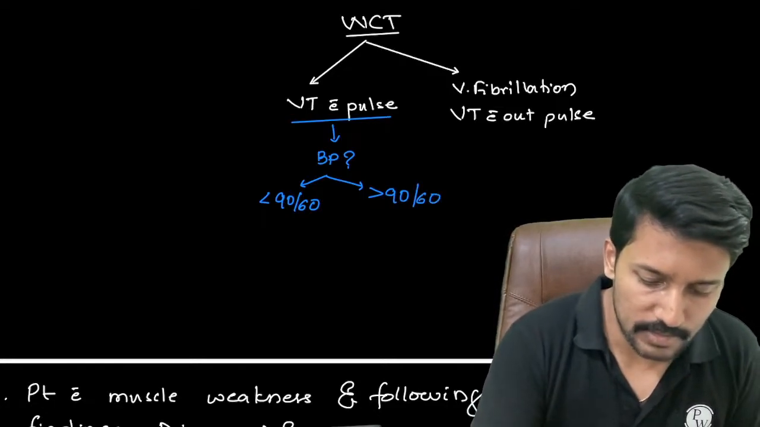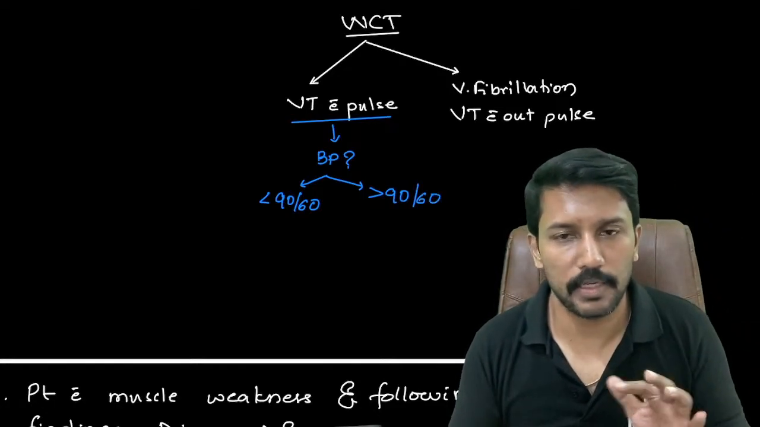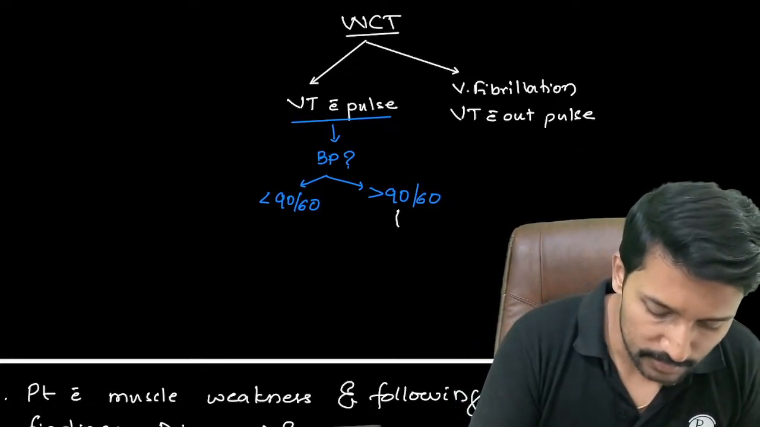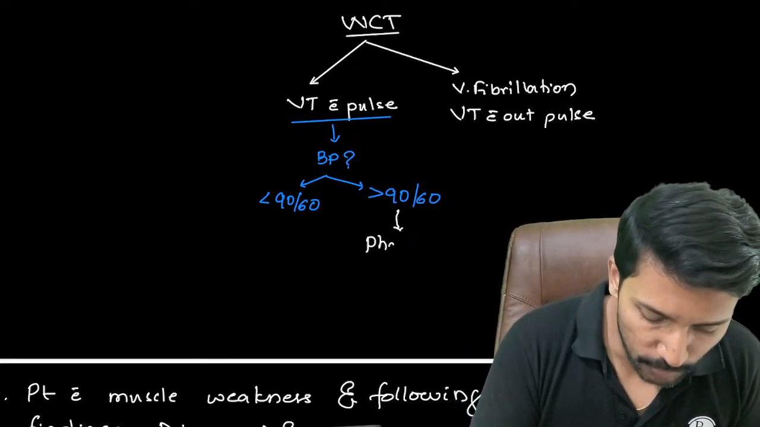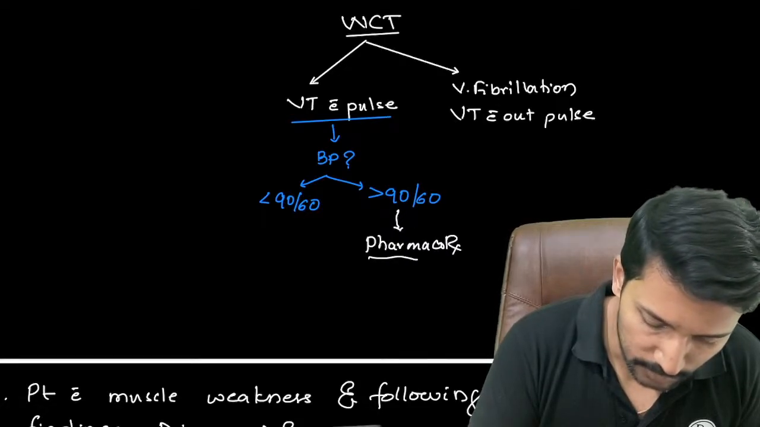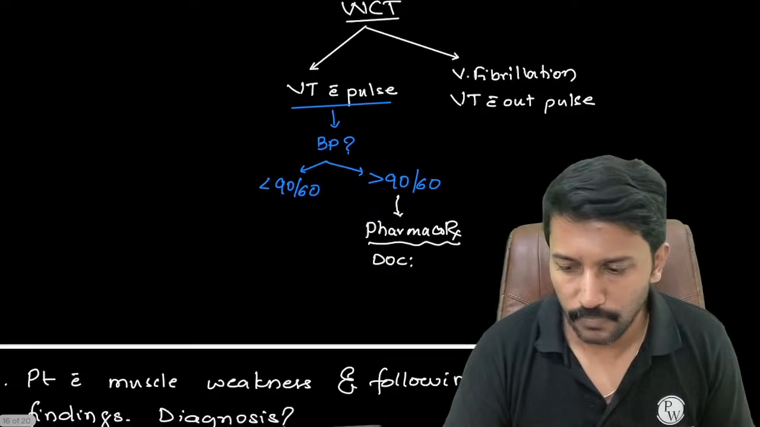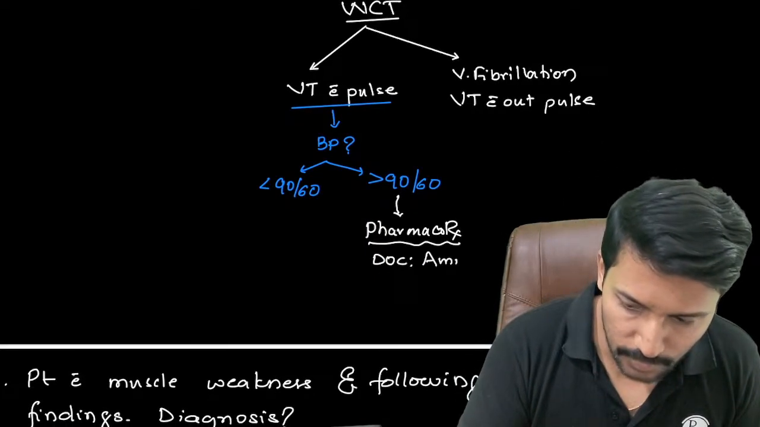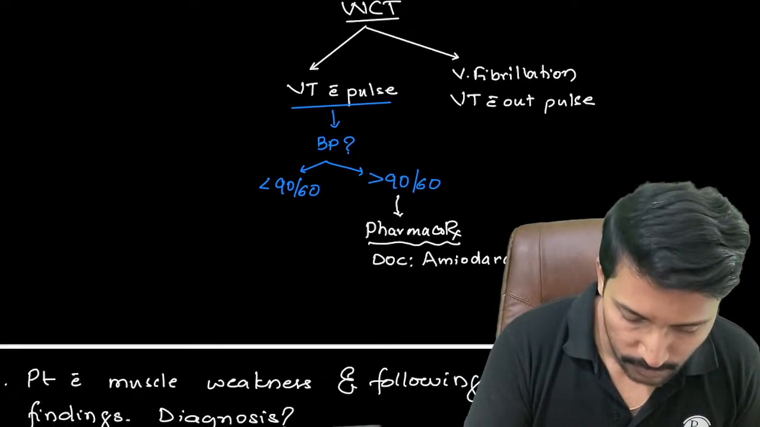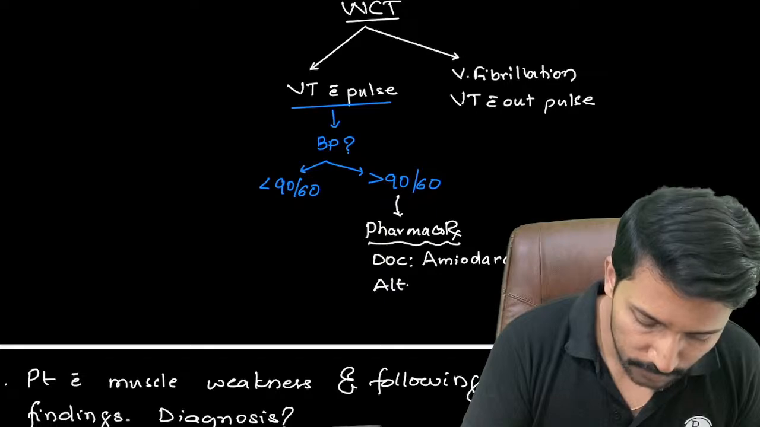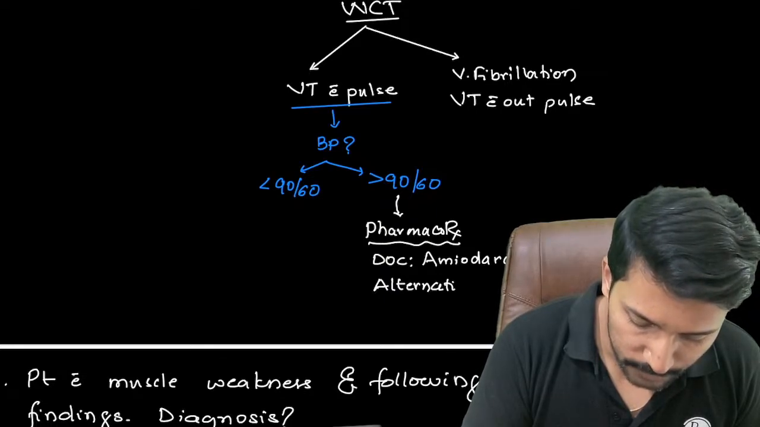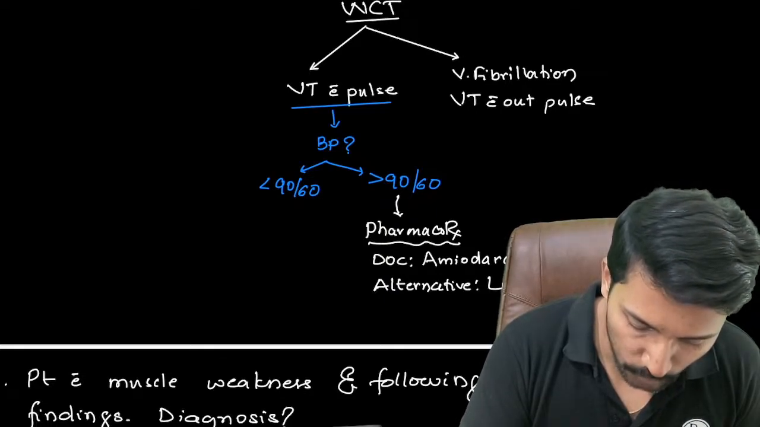If it is more than 90/60, meaning the patient is hemodynamically stable, we don't need to do anything aggressive. We go for pharmacotherapy, meaning give the drugs. And what is the drug of choice for ventricular tachycardia? Yes, as of now, the current drug of choice is amiodarone. Alternatively, we can consider lignocaine.